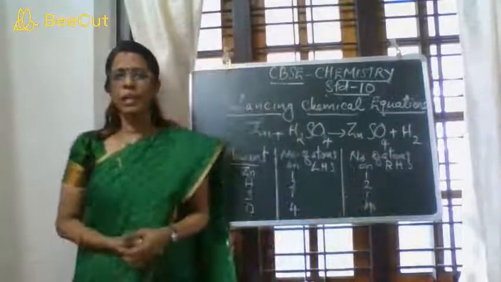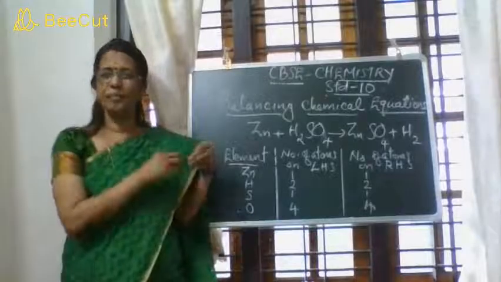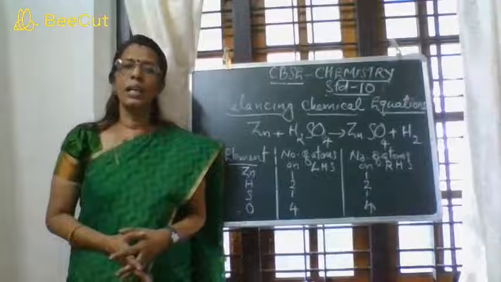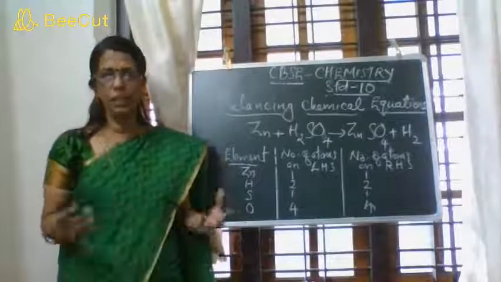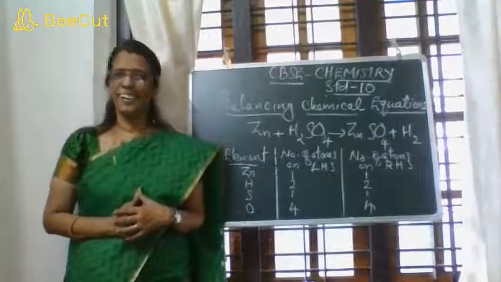That is, matter is neither created nor destroyed. This is the law of conservation of mass. So every chemical equation, every chemical reaction, obeys the law of conservation of mass. That is the reason why we are balancing a chemical equation.